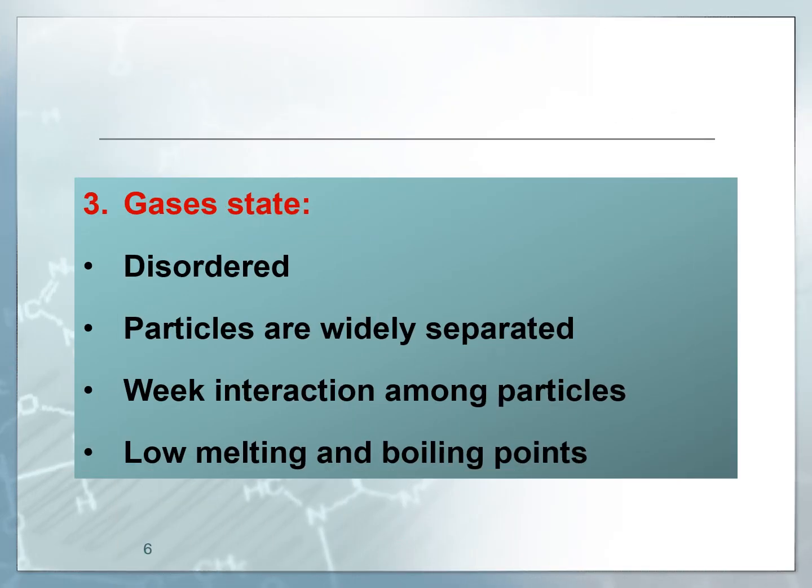Gases, on the other hand, are disordered, widely separated, and have weak interactions between particles. Their melting and boiling points are relatively low. Gases at room temperature must be cooled a great deal for them to liquefy or solidify. For example, the melting point and boiling point of nitrogen gas are -210 degrees C and -196 degrees C, respectively.